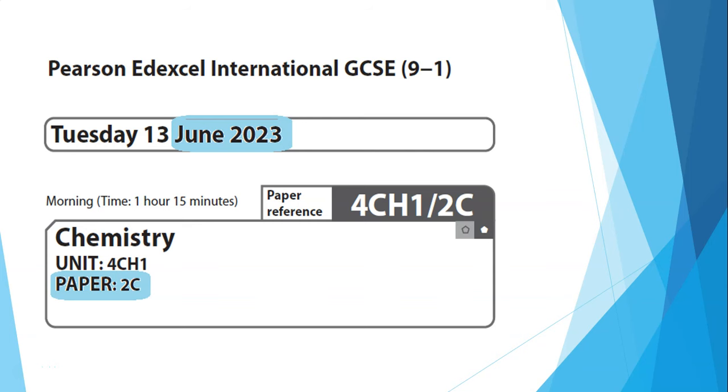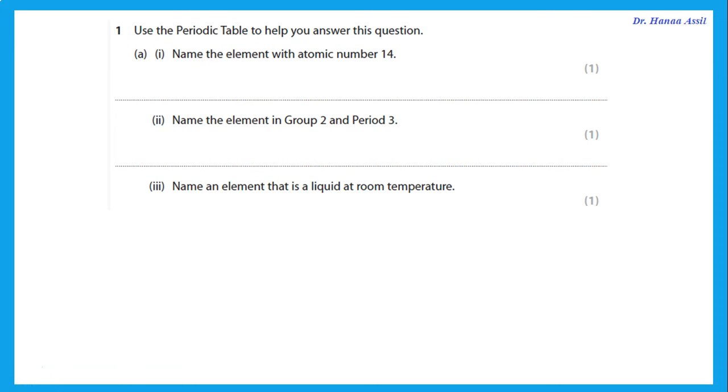So this is Dr. Hanaa Assil, and this is paper 2C of June 2023 in the Pearson Edexcel IGCSE Chemistry. So let's take a look at the questions and discuss the answers.